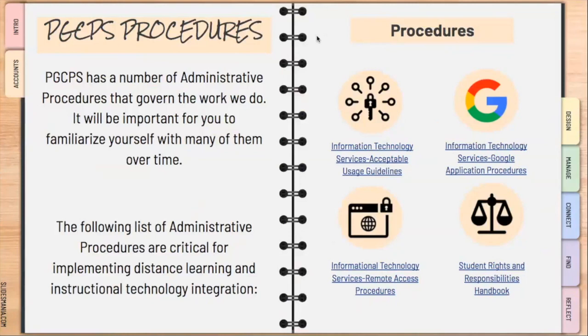The Information Technology Services Acceptable Usage Guidelines outlines accessing the network system and devices. Our Google Application Procedures includes the information for our G Suite accounts, both for students and for staff. The Remote Access Procedures outline how you can gain entry into our network system securely as needed. And of course, our Student Rights and Responsibilities Handbook is critical for how student behavior is handled.